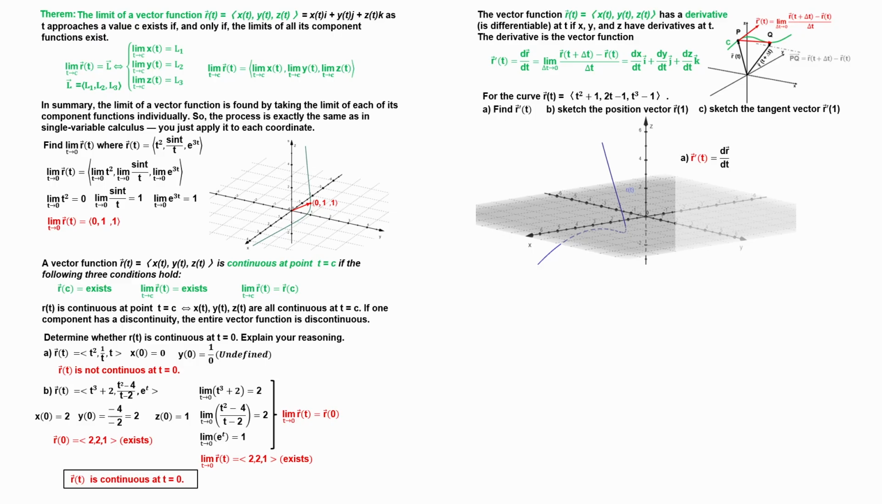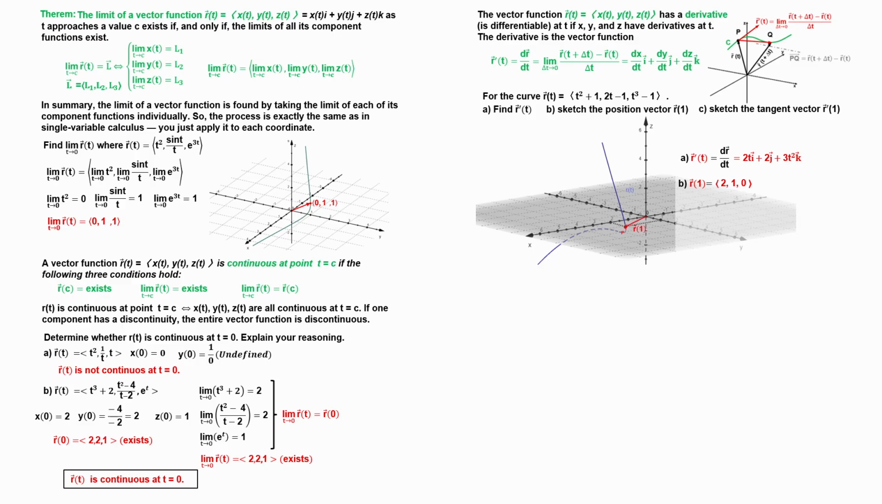To find the derivative of a vector function, you simply take the derivative of each component function separately, with respect to t. To calculate the position vector at t equals 1, you substitute t equals 1 into the original function. The position vector is a vector that starts at the origin and ends at the point P with coordinates x equals 2, y equals 1, and z equals 0.